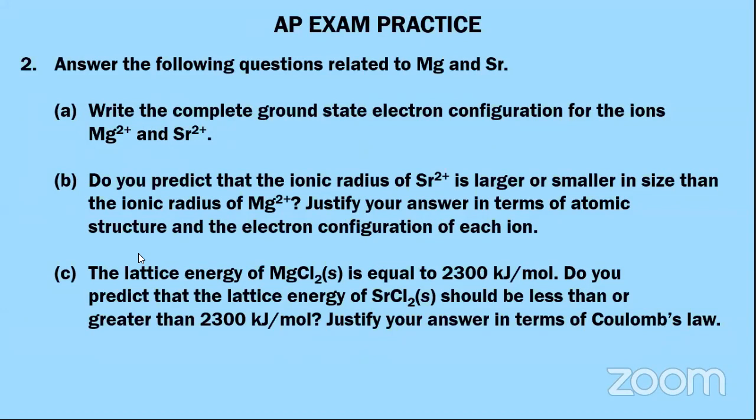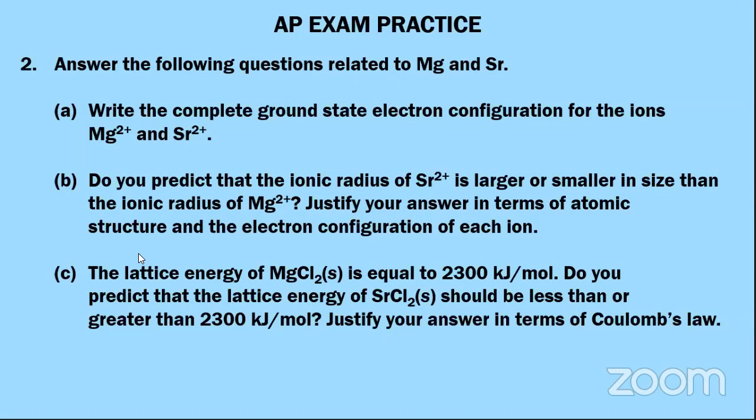There's also a part 2 for the practice for homework. Answer the following questions related to magnesium and strontium. Part A, write the complete ground state electron configuration for the ions Mg2+ and Sr2+. Part B, do you predict that the ionic radius of Sr2+ is larger or smaller in size than the ionic radius of magnesium 2+? Justify your answer in terms of atomic structure and the electron configuration of each ion.